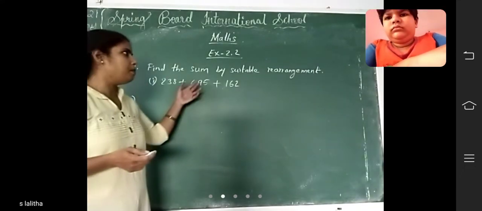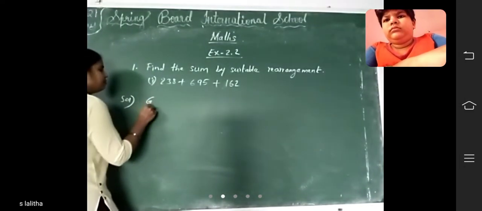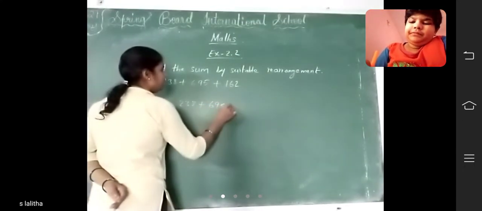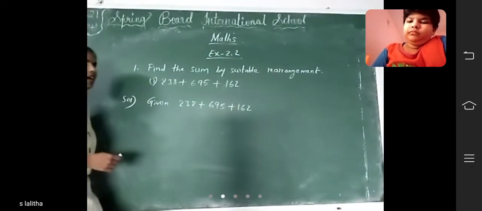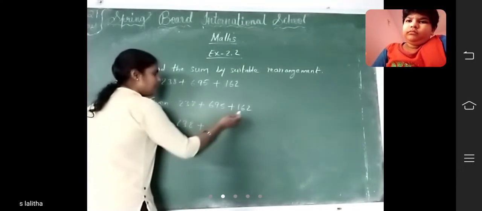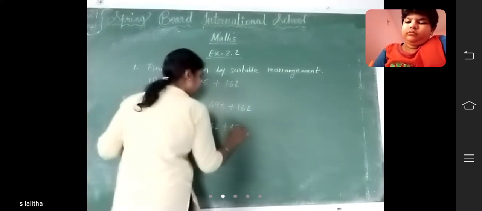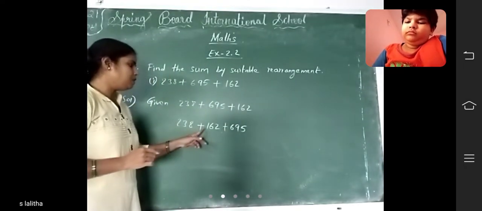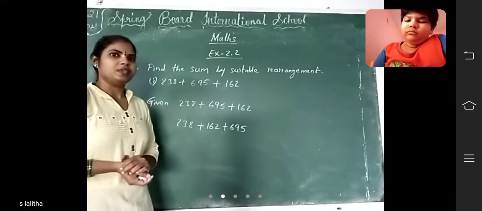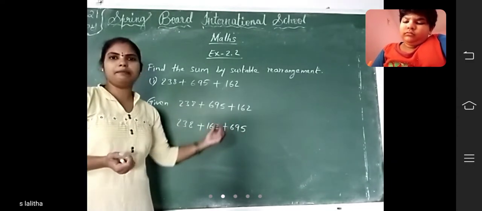You have to find the sum by suitable rearrangement. So what is given? 238 plus 695 plus 162. You can rearrange these numbers. I am writing 162 here and 695 to here. Exchange these numbers: 238 plus 162 plus 695. Which property am I using here? Yes, by commutative property. You have to exchange the numbers, reverse the order.